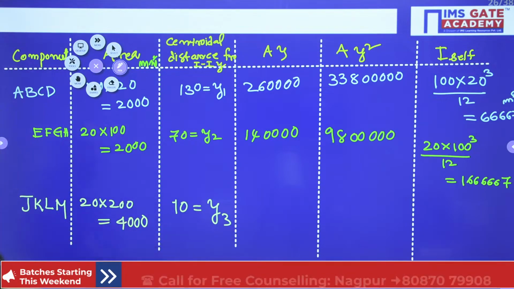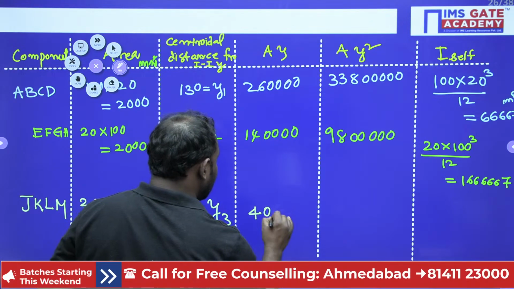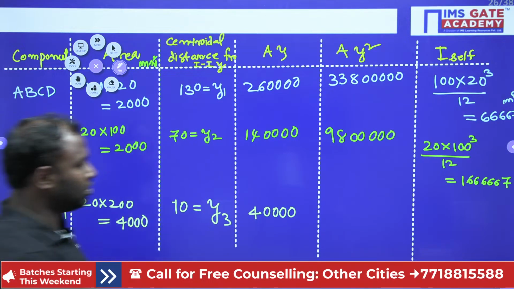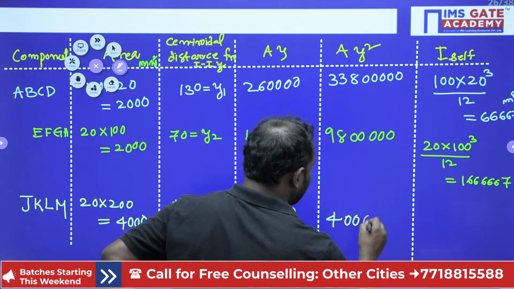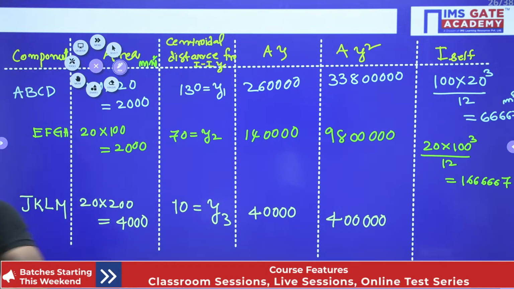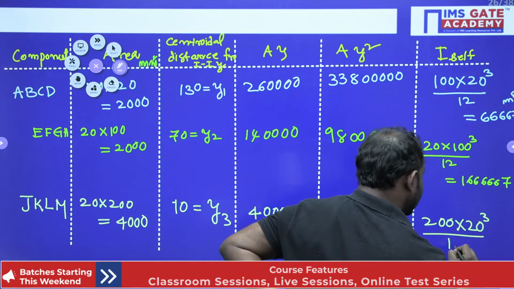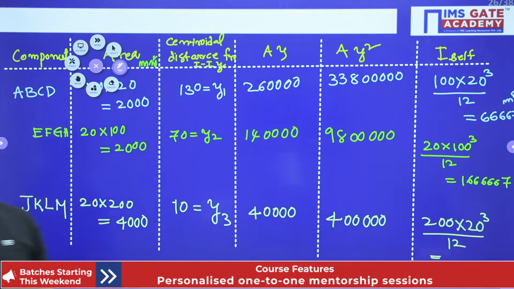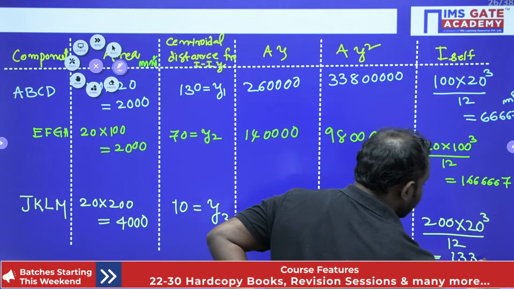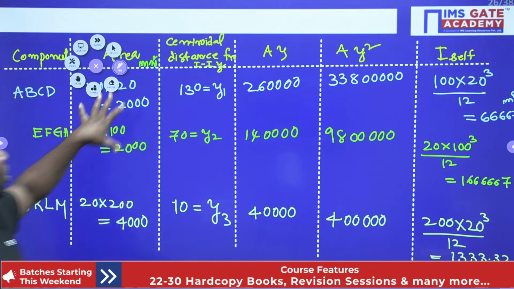Now, if I multiply these two, then I am going to get 40,000. After that I am going to get 400000 as well. Now, bh cubed by 12 again, that is going to be 200 into 20 cubed by 12, such that I am going to get my moment of inertia as 133333.33. This is what I have calculated.